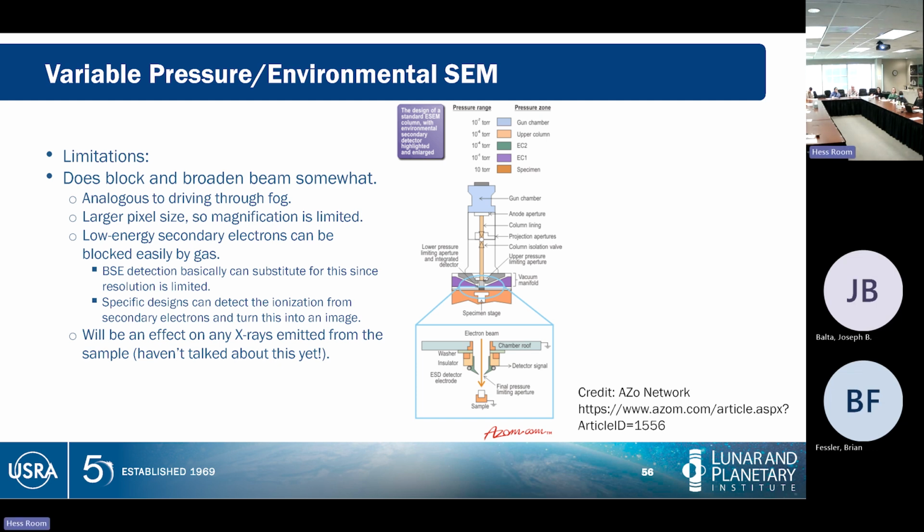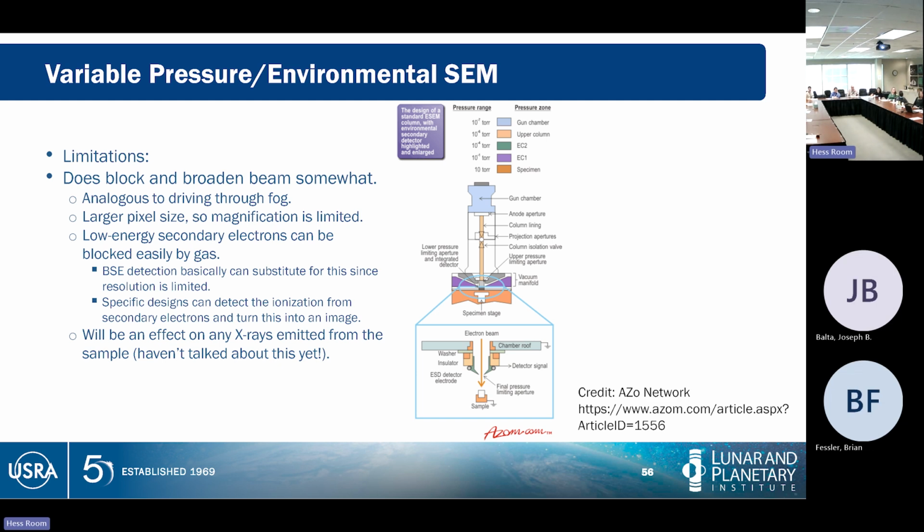It does have some limitations. Increasing the pressure will block the beam somewhat. If you imagine driving through fog, this is like shooting an electron beam through a cloud. You absorb and scatter some of the light. That means you're not going to get the best pixel size. You might not be able to get that 10 nanometer beam in this case. So if you're trying to focus on the highest resolution thing possible, you may not get it if you need to go to variable pressure mode.